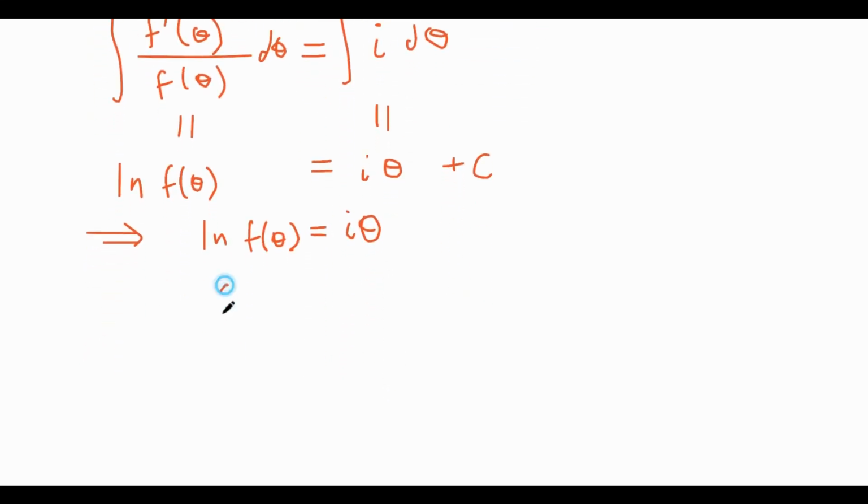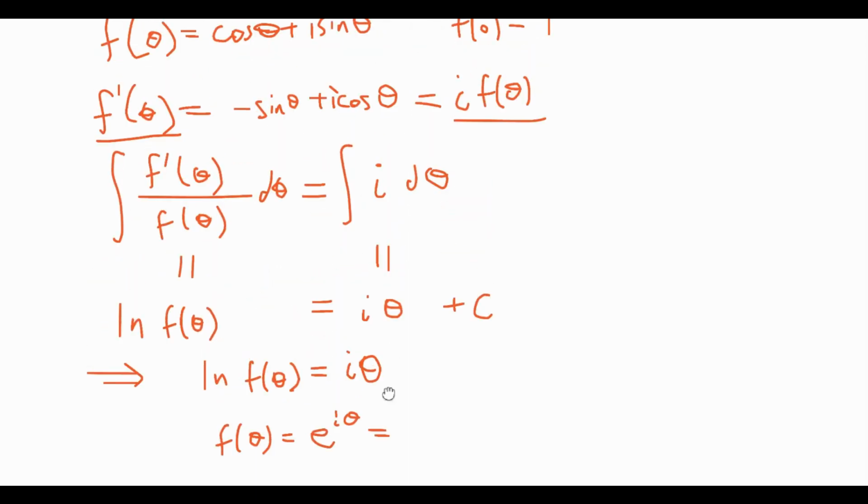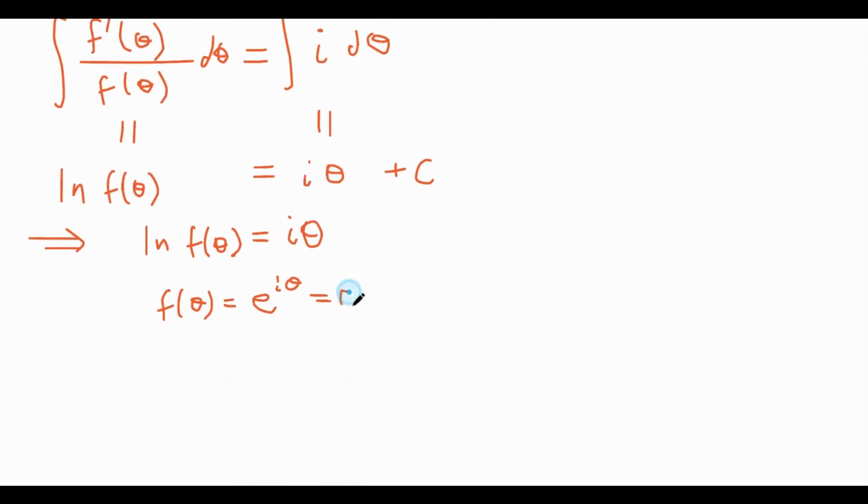Now, almost done here, we just take the exponential of both sides. We get f of theta equals e to the i theta, which, recall from our original definition, is equal to cosine theta plus i sine theta.